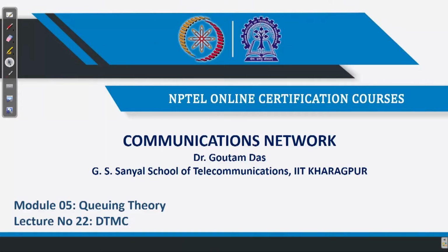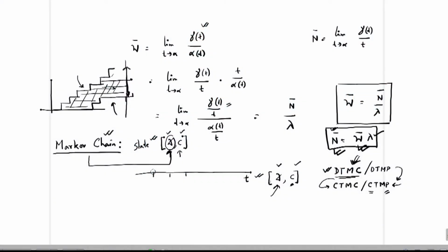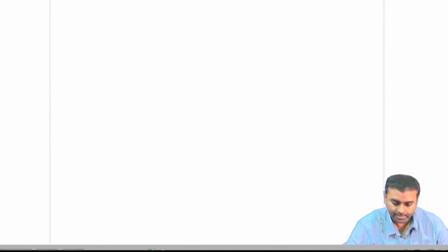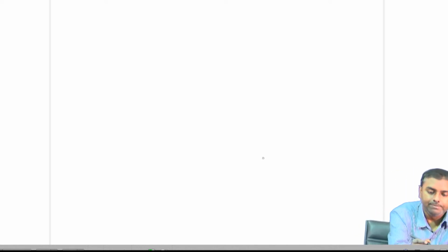So far we have been discussing some portion of queuing theory. Now we have come to the critical juncture of discussing the actual queuing process. We have already talked about two things, discrete time Markov chain and continuous time Markov chain. Today we will start discussing the discrete time Markov chain, the DTMC.